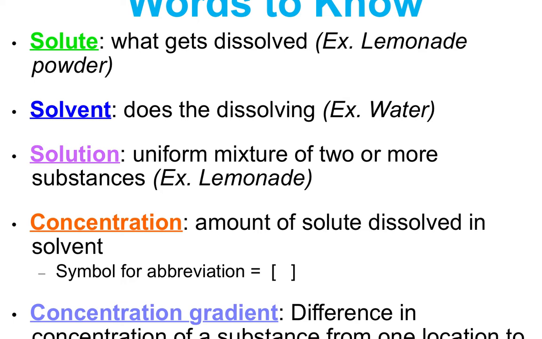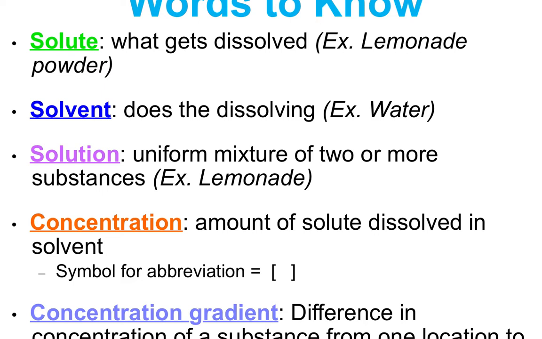A solute, that's what's getting dissolved. That's like the lemonade powder that gets dissolved inside of the water. The water is the solvent. That's what's doing all the dissolving. Together, they form a solution, a relatively uniform mixture of these two substances.